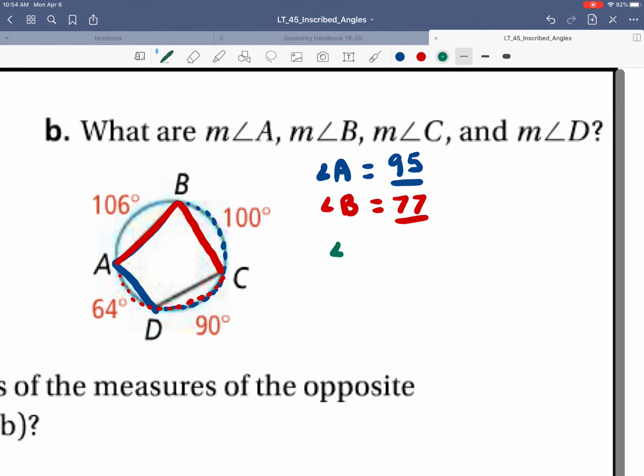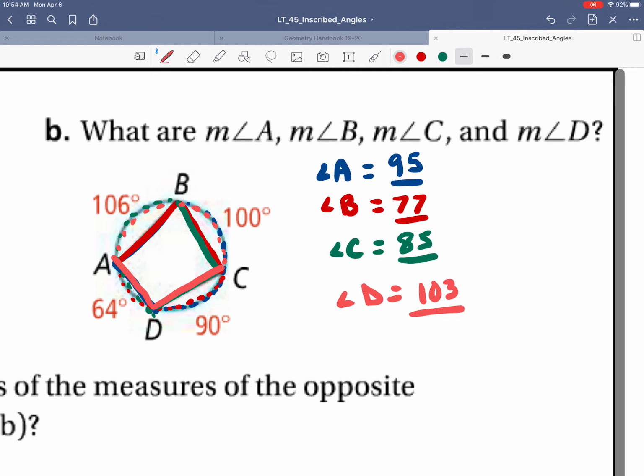To get C, C opens up this way to this intercepted arc. 106 plus 64 divided by 2 gives you 85. D opens up to be this arc, 106 plus 100. So if we add 106 plus 100 and divide by 2, we'll get that measure of D is 103.